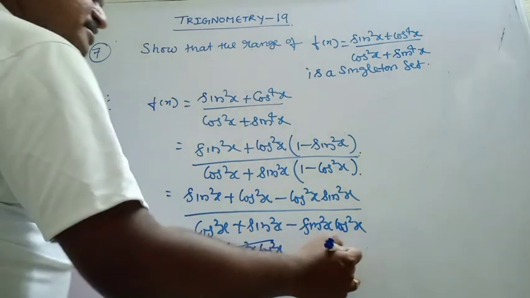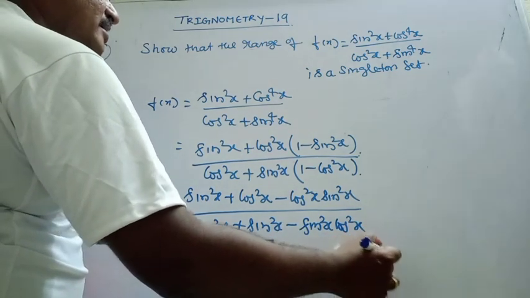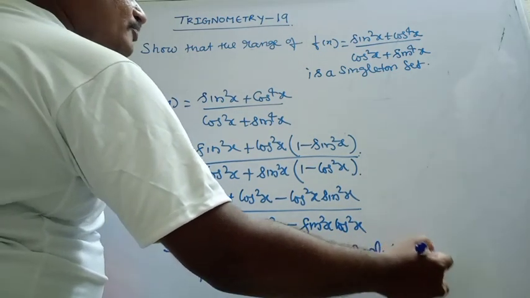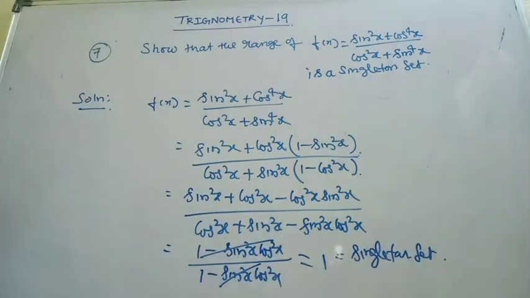That means it is a singleton set. See how beautifully we have got this particular problem. Therefore the range has minimum value 1 and maximum value also 1. Like this we have got this beautiful problem.